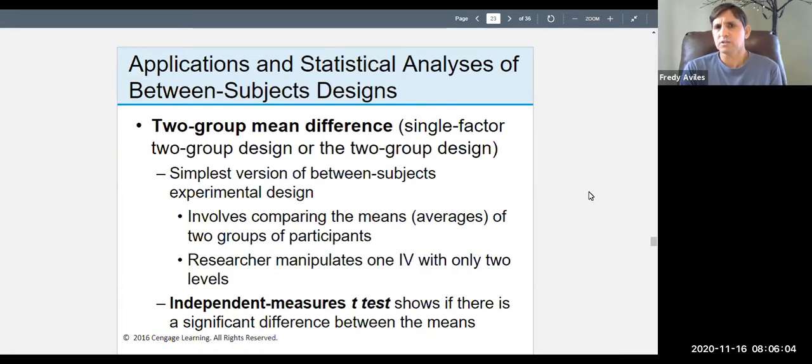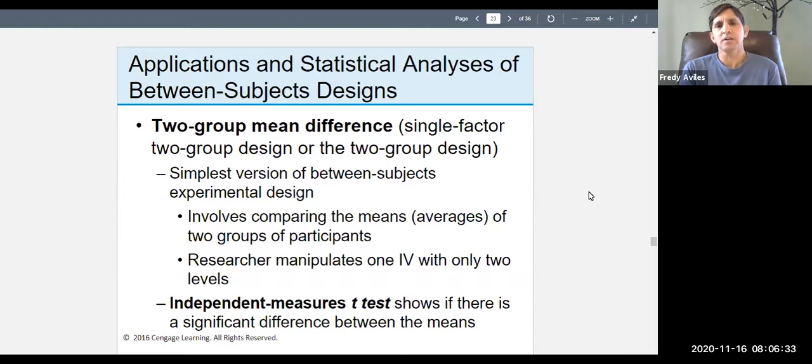Remember that between subjects designs are basically experiments where you have different participants for the different conditions of an experiment. So there are different participants that make up the treatment group and different participants that make up the control group, different participants that make up the placebo group, if you have that many groups. But often we just have a treatment condition and a control condition. We have two groups.